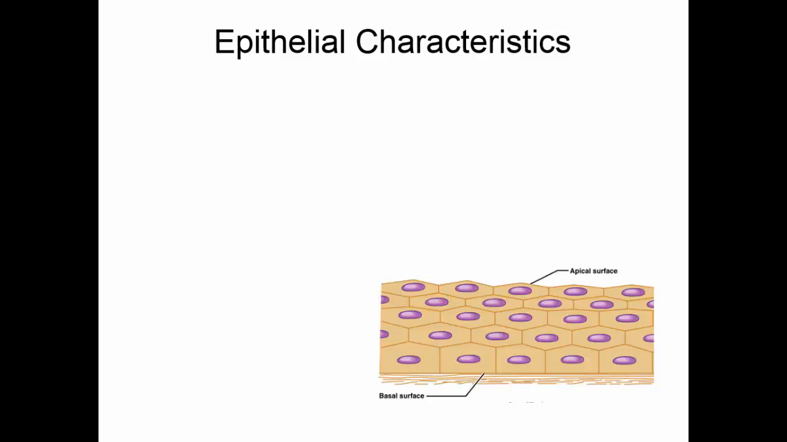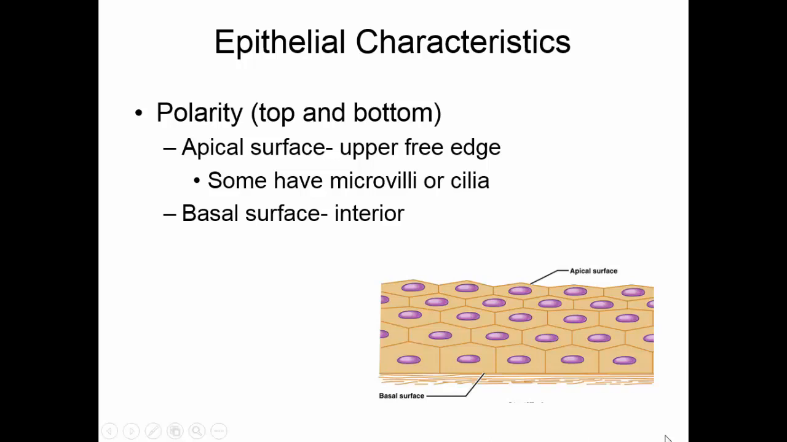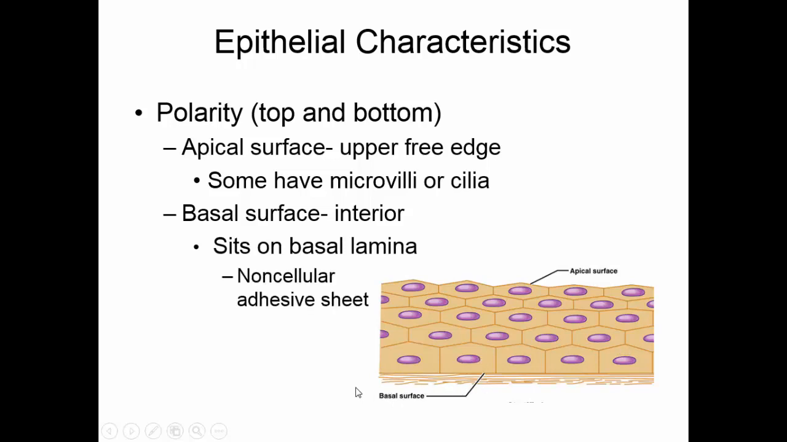Because epithelial cells line or cover, they have a polarity to them, a top and a bottom. The apical surface is the upper free edge. Some of the apical surfaces will have microvilli or cilia depending upon the function of that tissue. Then the cells sit on their basilar surface. This is the surface that's going to be on the interior of the cell layer. It sits on a basal lamina, which is a non-cellular adhesive sheet.